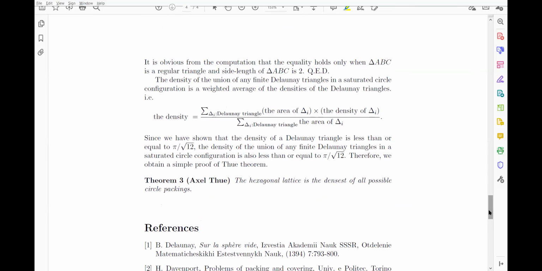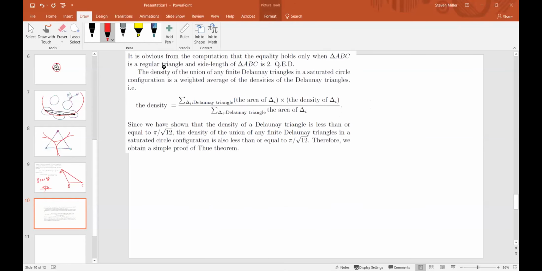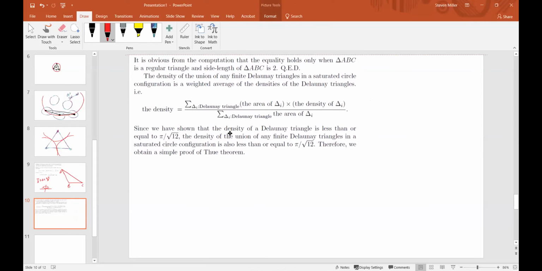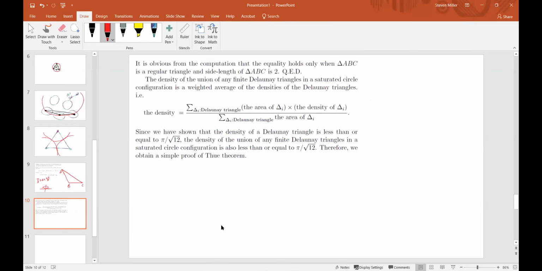So now, what word scares you here? Yeah, whenever you see the word obvious, you should be very, very afraid. So it is obvious from the computation that the equality holds only when it's a regular triangle. This is a really good opportunity to talk about chasing inequalities. So when you chase inequalities, how many of you have seen a proof of the Cauchy-Schwarz inequality? All right, homework.